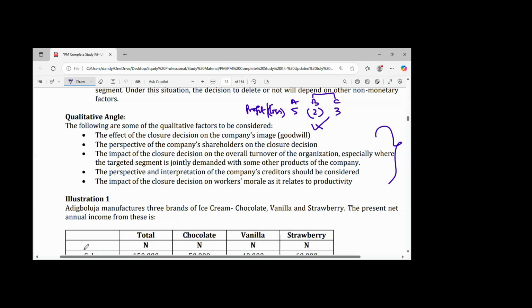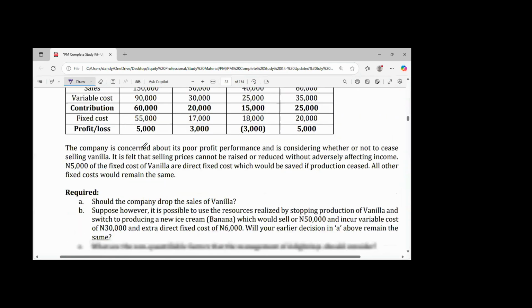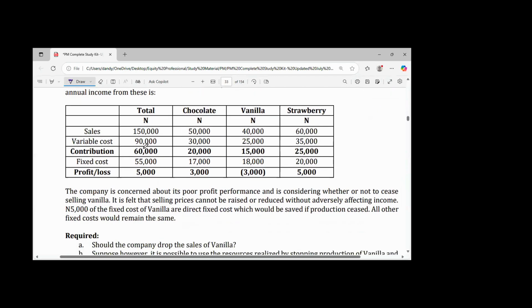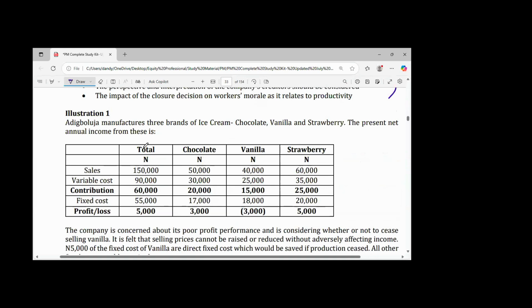So at this point, let's have an illustration. We are going to have just 2 illustrations, then under make or buy, another 2 illustrations, and under acceptance or rejection, 2 illustrations. That's the approach we are going to adopt, because we don't have the time. Then let's move on and start with illustration number 1.